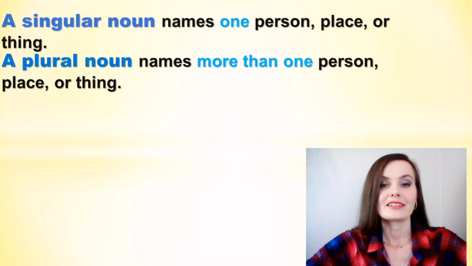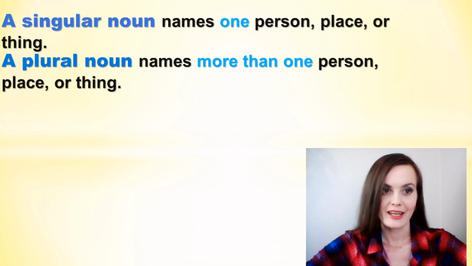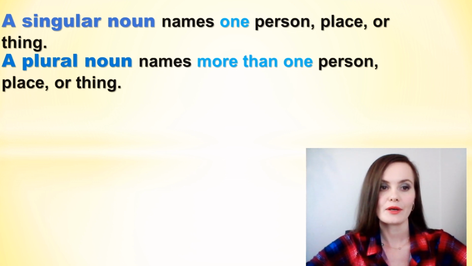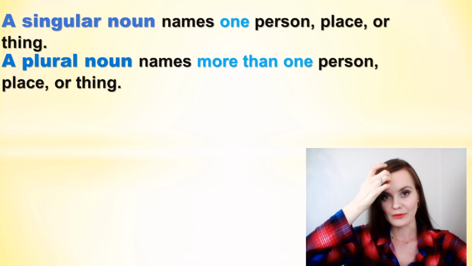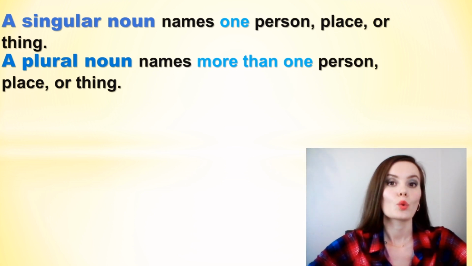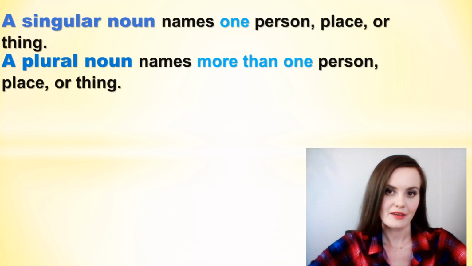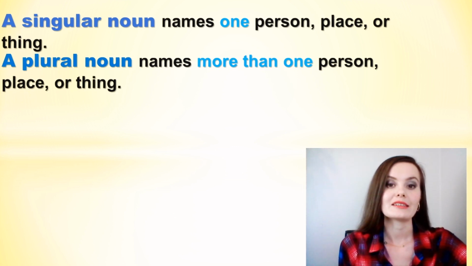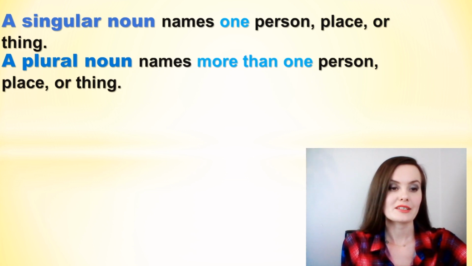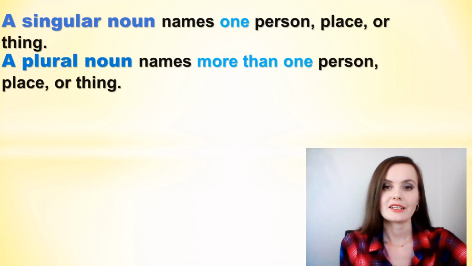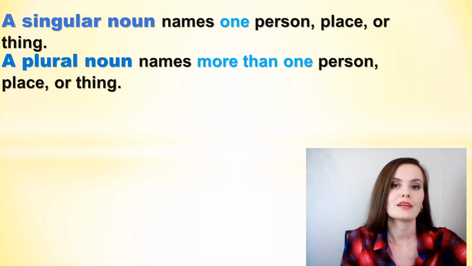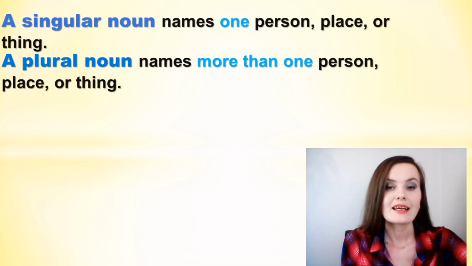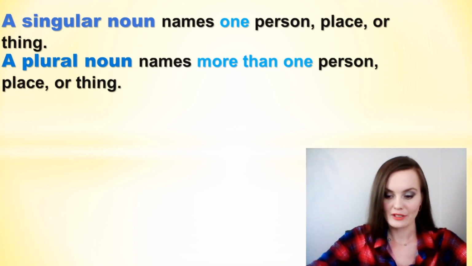So, nouns are divided into two groups. The first group is called singular nouns, and the second group is called plural nouns. What is a singular noun? A singular noun names one person, place, or thing. But a plural noun names more than one person, place, or thing. It can be 2, 100, 1,000,000,000, and so on. It should be more than one. In this case, it's going to be a plural noun.